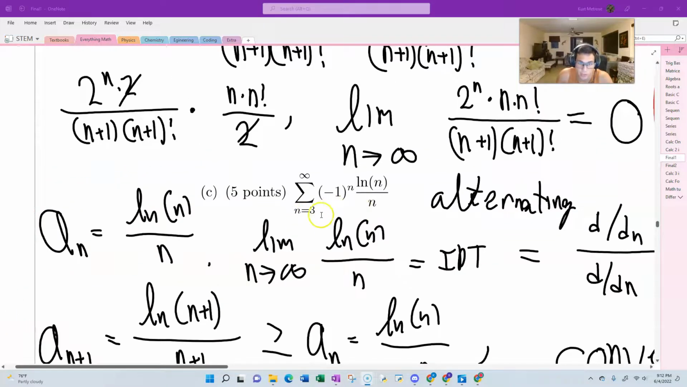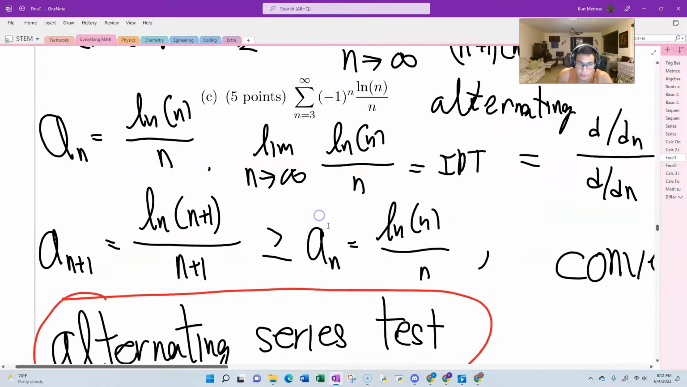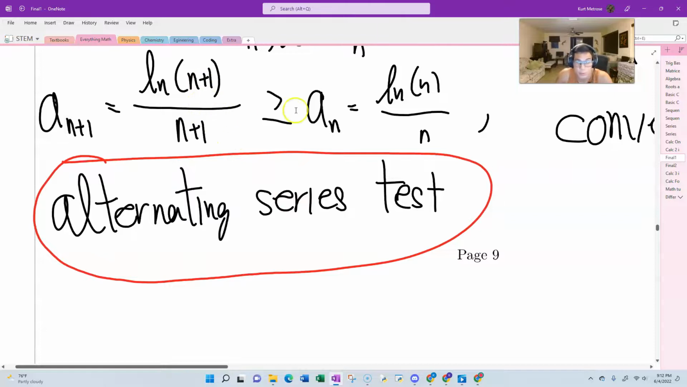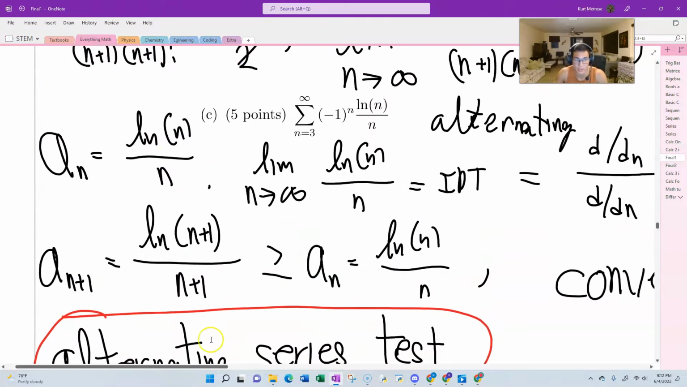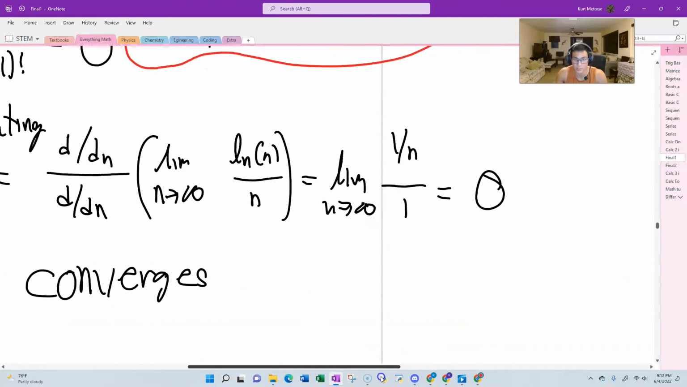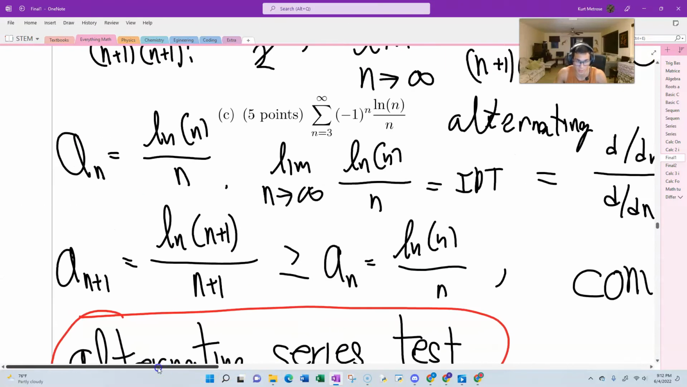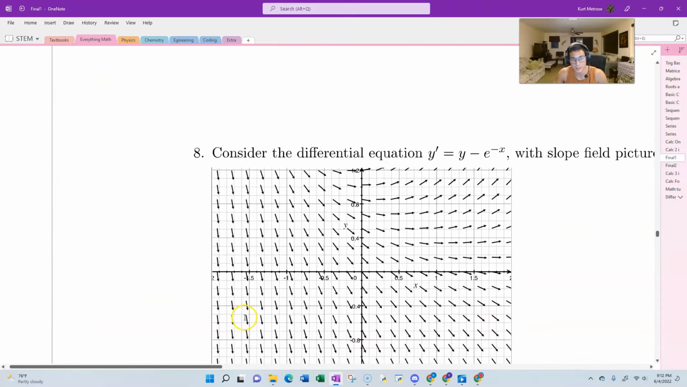Sorry, one second. I should have mentioned that this starts at n equals 3. So start at n equals 3 and then verify for yourself any numbers past n equals 3 that this statement is still true. So it qualifies for the alternating series test because this is true, and when you work it out using L'Hopital's rule, you do get 0, which is one of the other conditions. Okay, there you go.